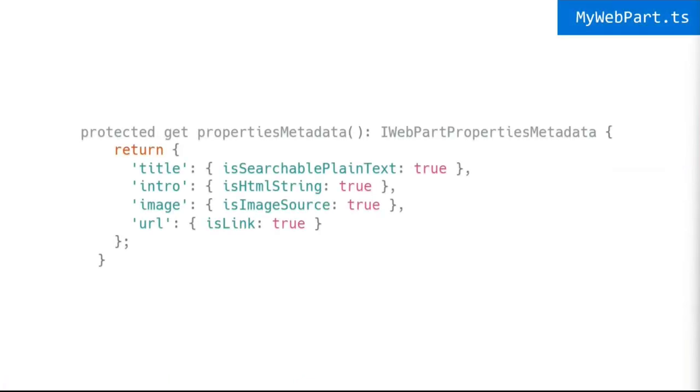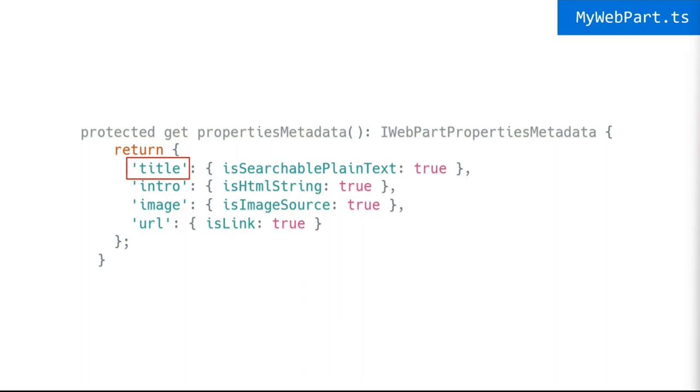Well, in your web part, you have a method called getPropertiesMetadata. That method is probably not in your default web part, but you can absolutely add that method. And what it does is it returns an IWebPartPropertiesMetadata. And it gives you the opportunity to return basically a key value pair of, for every property that you want to define, you can actually say that this property can be searchable, can be an image, can be a link or something like that.